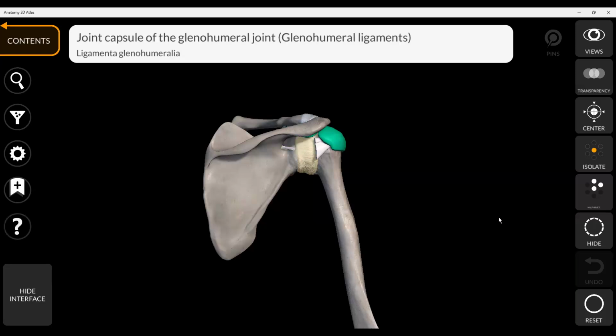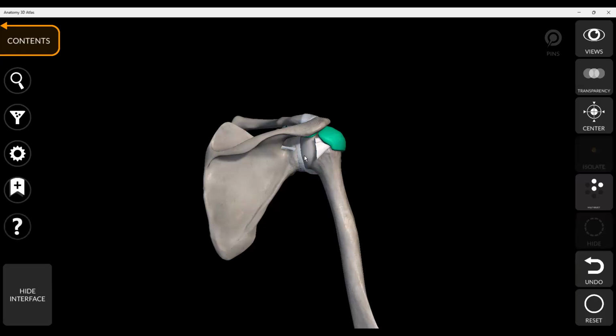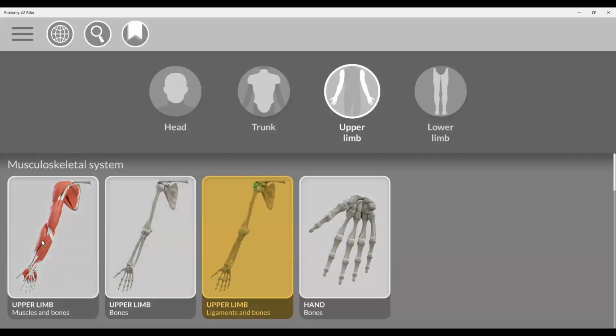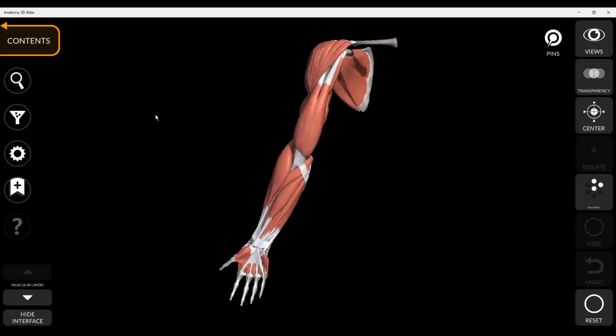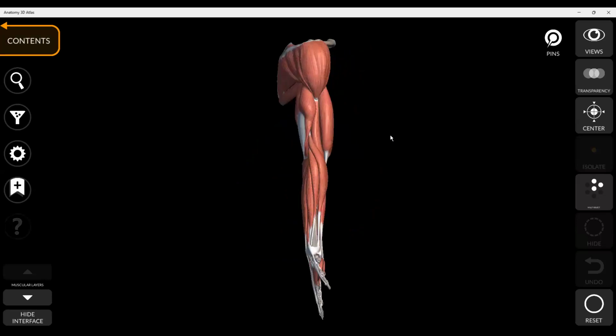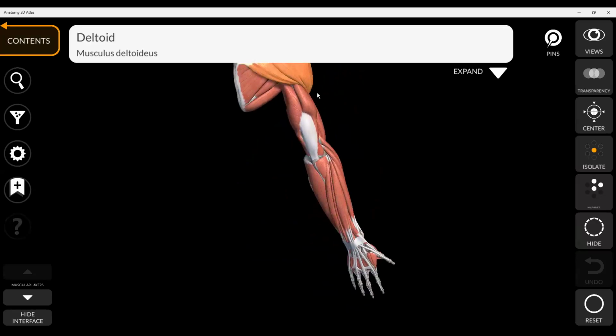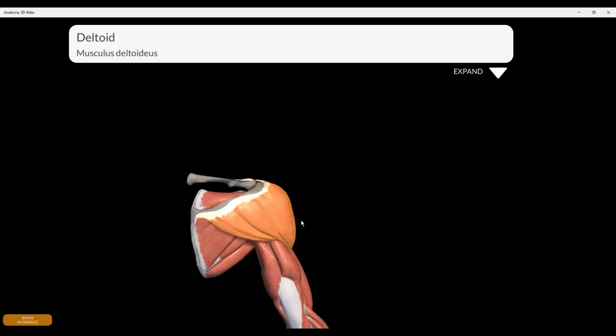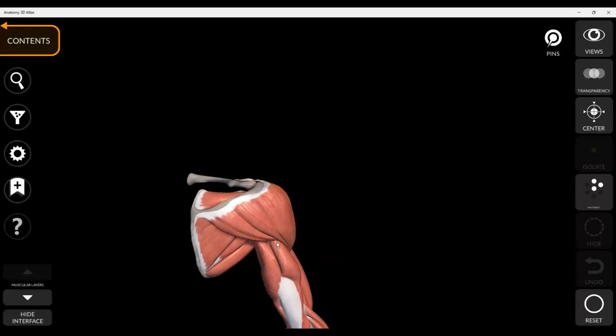Just by the side we have the joint capsule, and if we hide the capsule, then we have the labrum at this point. This is the glenoid labrum. So we have understood the bones and the ligaments, and the third part we'll be understanding is the muscles. If you go to the posterior part, the deltoid, as I told, is covering the whole of the structures, and if you hide the deltoid, then we can see the other structures.